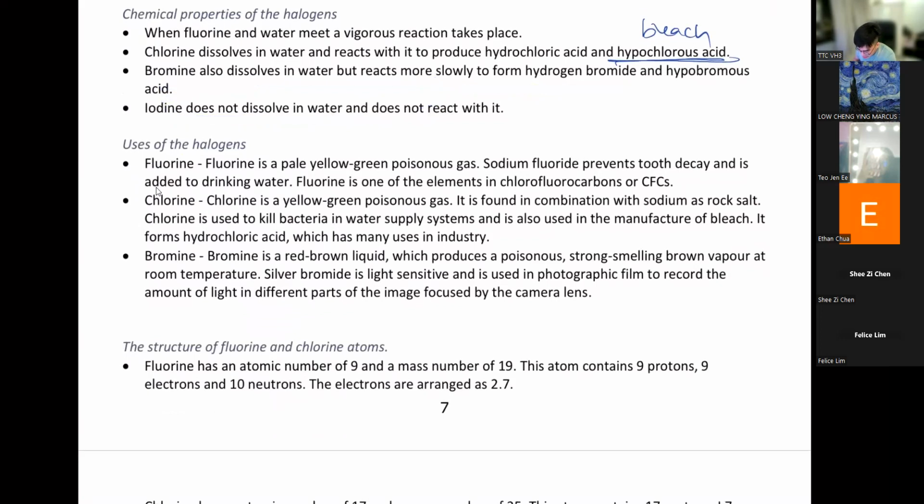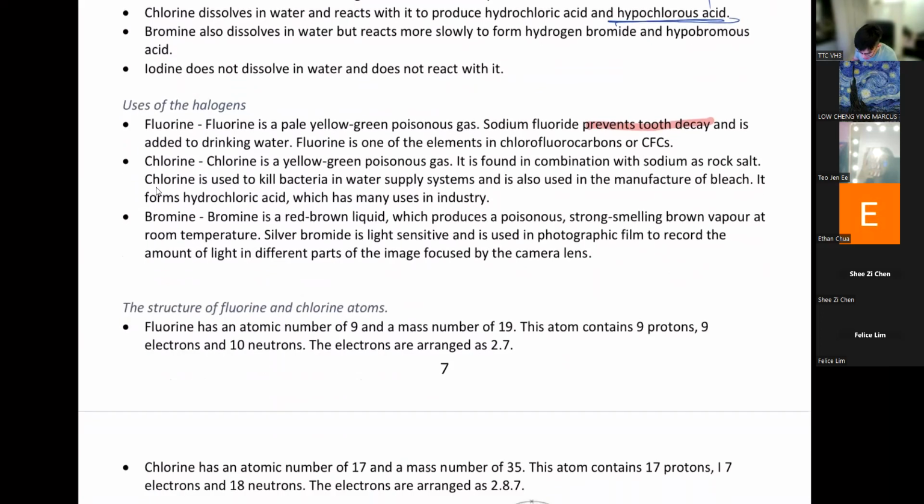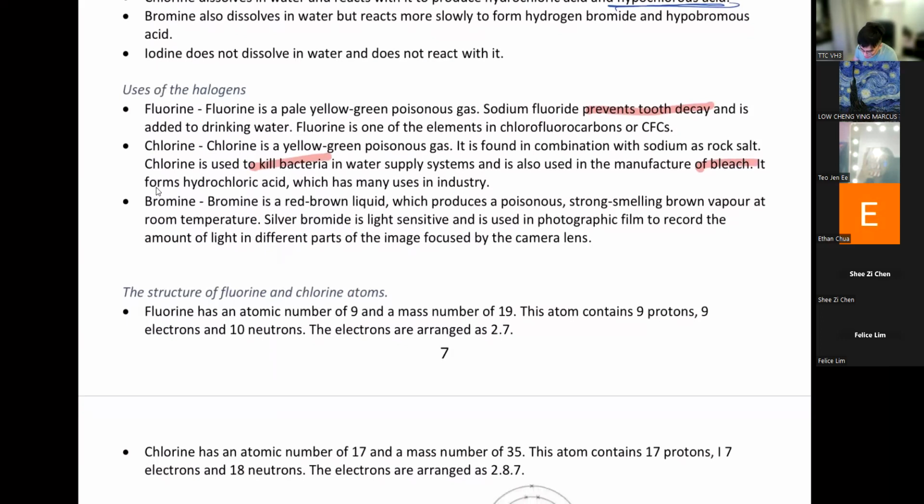All right, so where do we use it? Fluorine, we put it in drinking water to prevent tooth decay. Our tap water, if you switch on the tap water already has fluorine. This is to make your teeth strong. Your toothpaste have fluorine. Right, and then chlorine, this is bleach. Also to kill bacteria. You know, your swimming pool has bleach, so that's a chlorine. Bromine is the same thing.